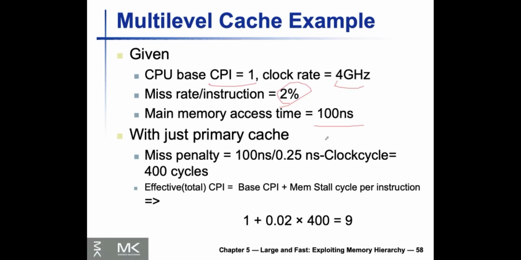So when we are trying to compute the miss penalty, having only one level of cache, without L2, the miss penalty would be what? 100 nanoseconds, which is the access time of the memory for those cases that we need to access memory. And what were those cases? Those were the miss cases, right? And we need to divide it by 0.25 nanoseconds per clock cycle.